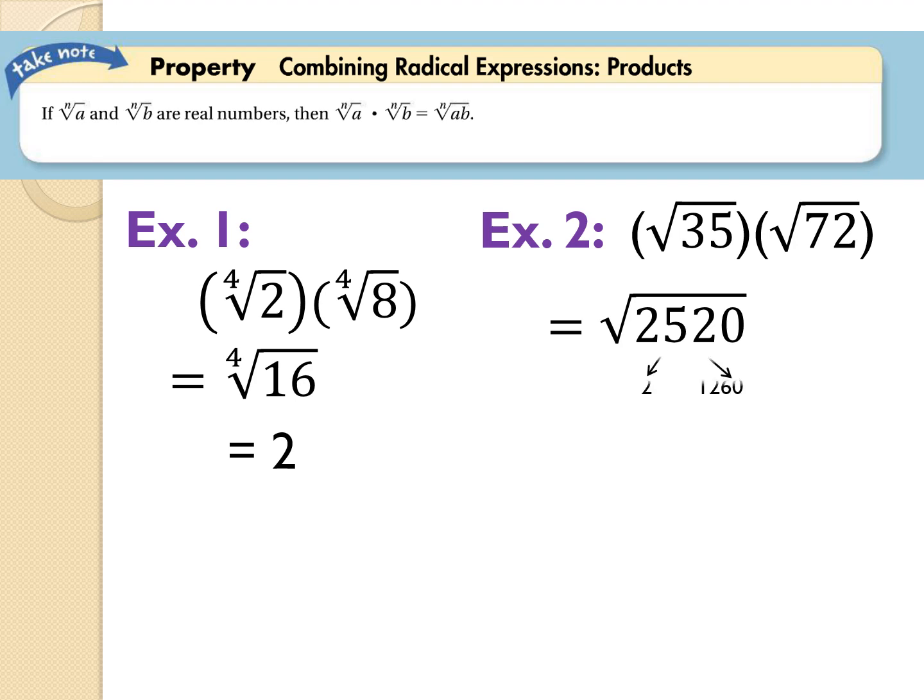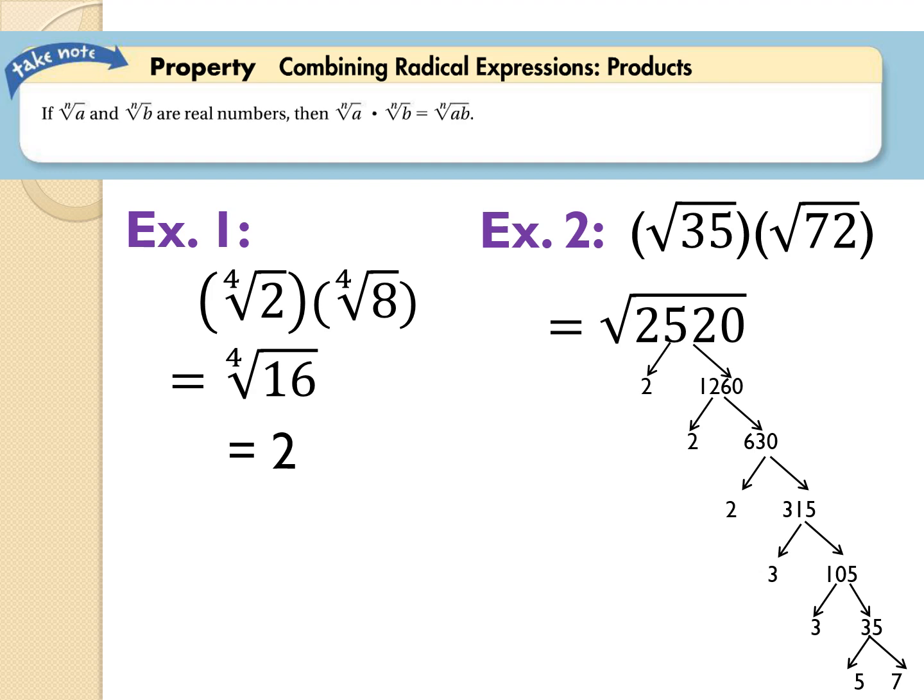So I start out with 2 times 1260. 1260 breaks down into 2 times 630. 630 breaks down into 2 times 315. But I can no longer divide by 2, so I have to start with 3's. And that gets 3 times 105. 105 breaks down into 3 times 35, and 35 breaks down into 5 times 7.